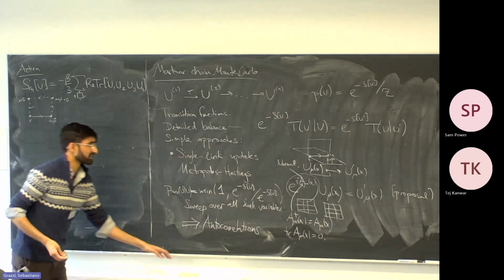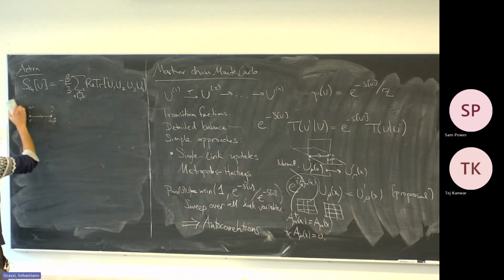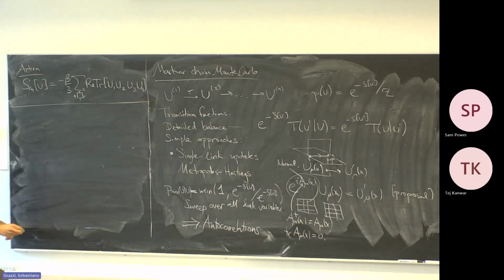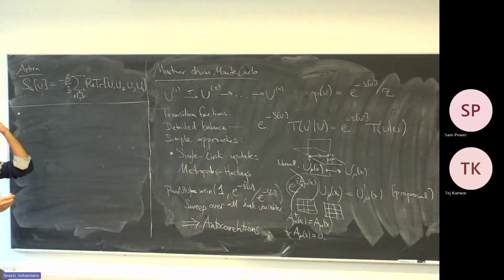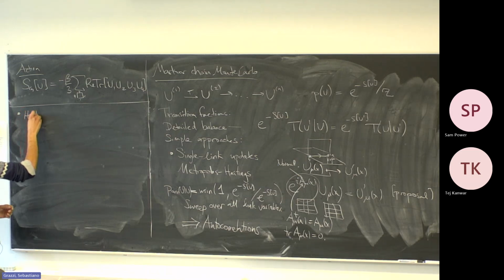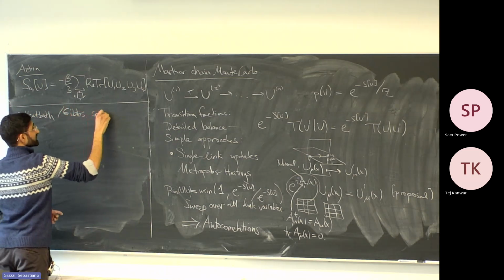But there are more complicated approaches that do a bit better. So I'll leave this action up here because I think it's useful to refer back to, but then we can continue below it. So instead of using these single link proposals for a new value and then an acceptance or rejection based on a Metropolis-Hastings criterion, one can perform what is known as heat bath or Gibbs sampling.